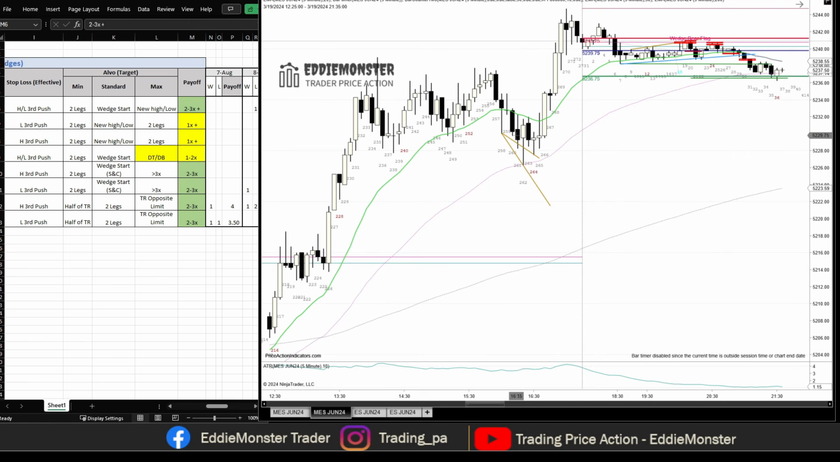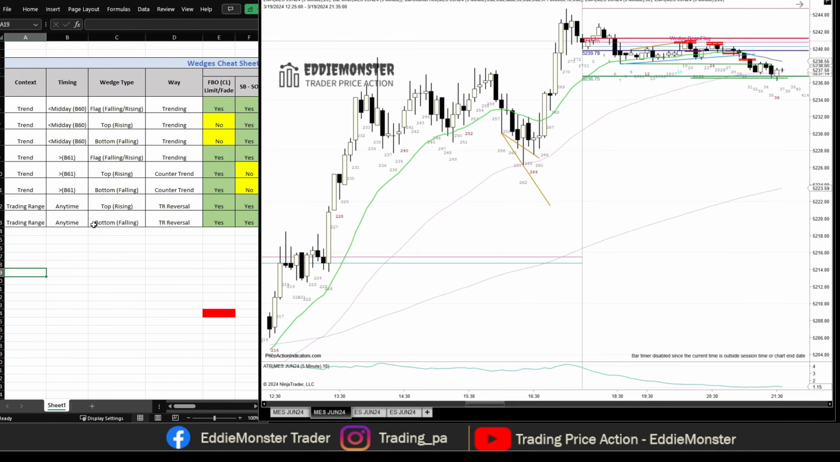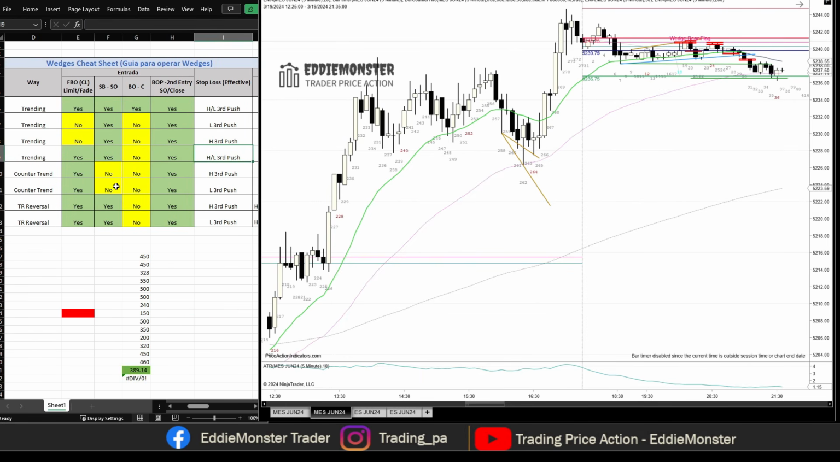Where are we? We are at the end of the day. So weight train, end of the day. Let's see. Flag is trending, of course. So we can enter with a limit fade if we have the chance, right? But we didn't have the chance, right?